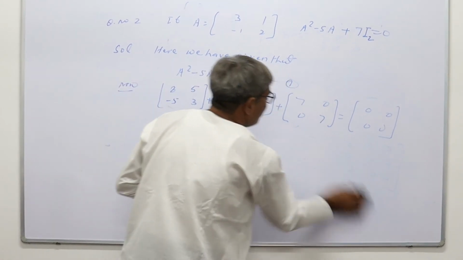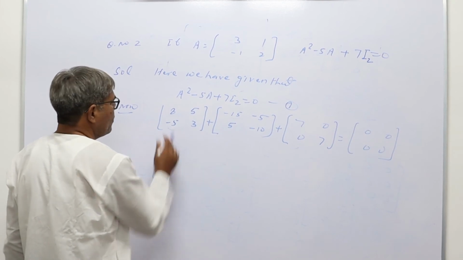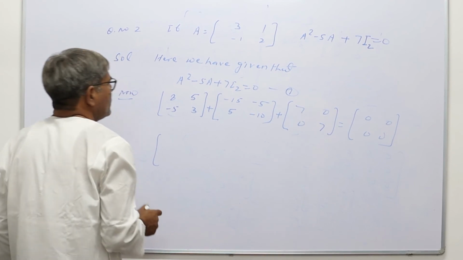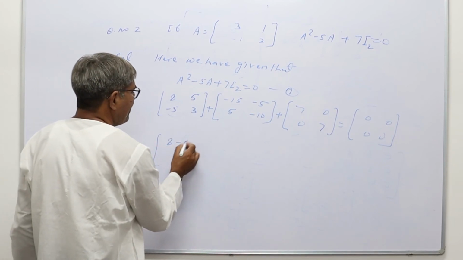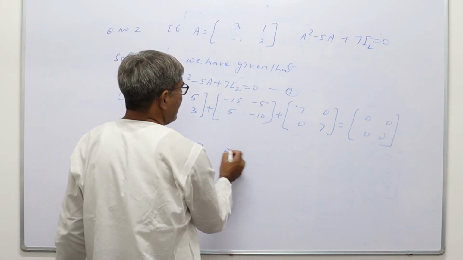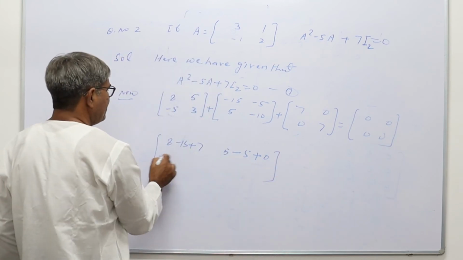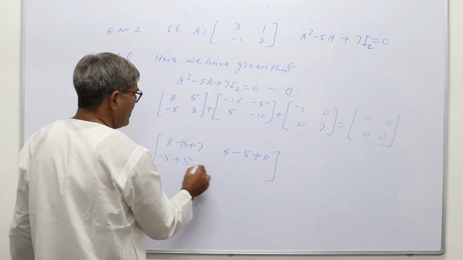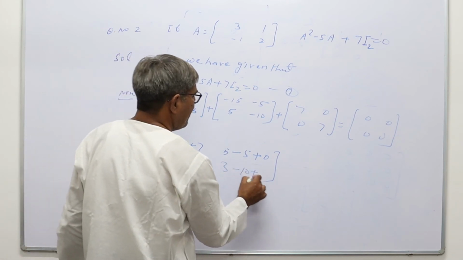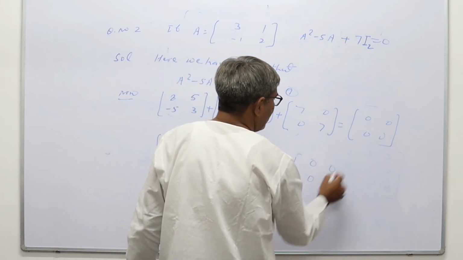So now add all these three matrices. So 8, minus 15, plus 7, then plus 5, minus 5, plus 0, then minus 5, plus 5, plus 0, then 3, minus 10, plus 7. Right hand side is the 0 matrix.